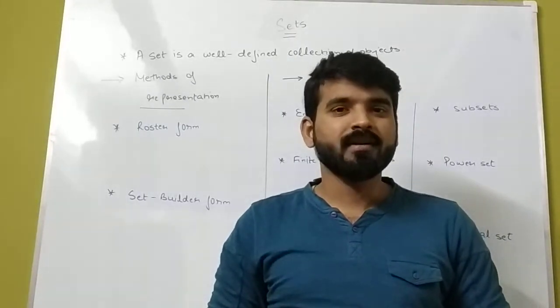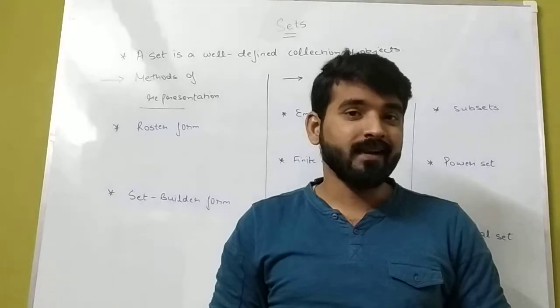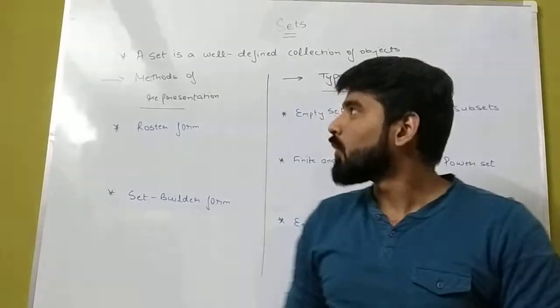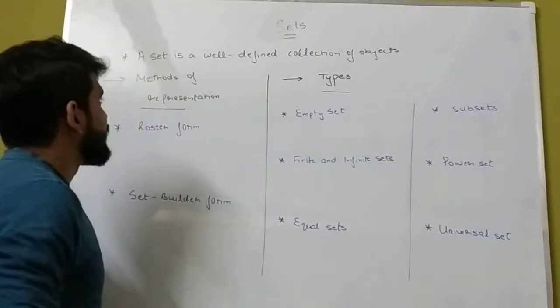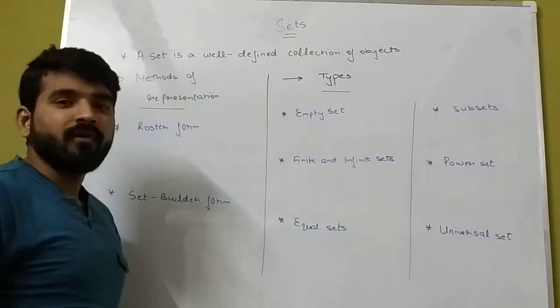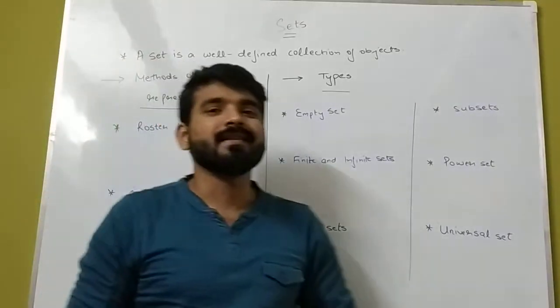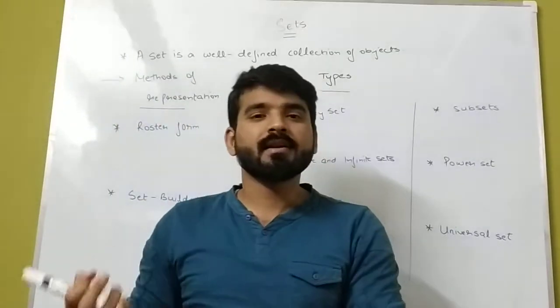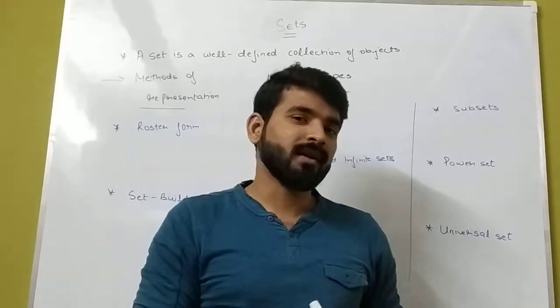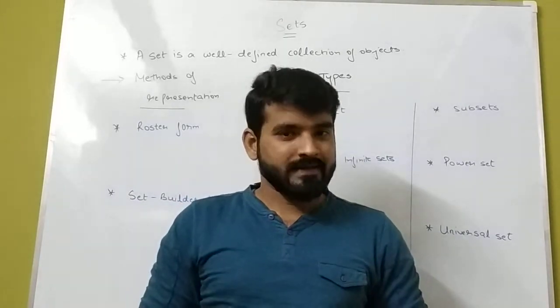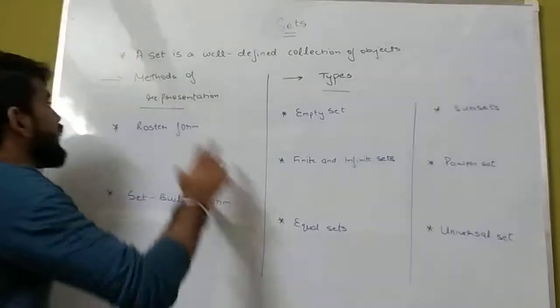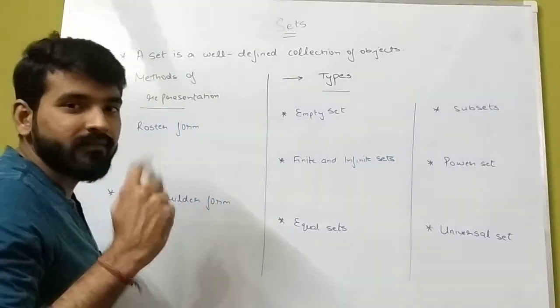So today we'll be learning the very first topic of class 11, that is sets. Now what are sets? A set is a well-defined collection of objects. Whenever we categorize a certain number of objects under a particular category, that is known as a set. Now in order to represent a set, we have two types.